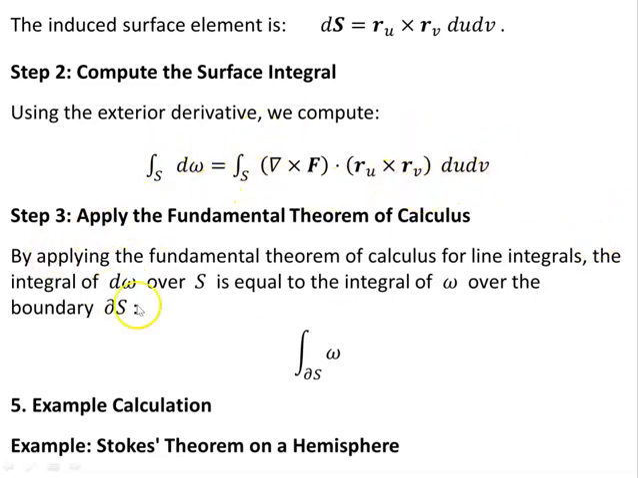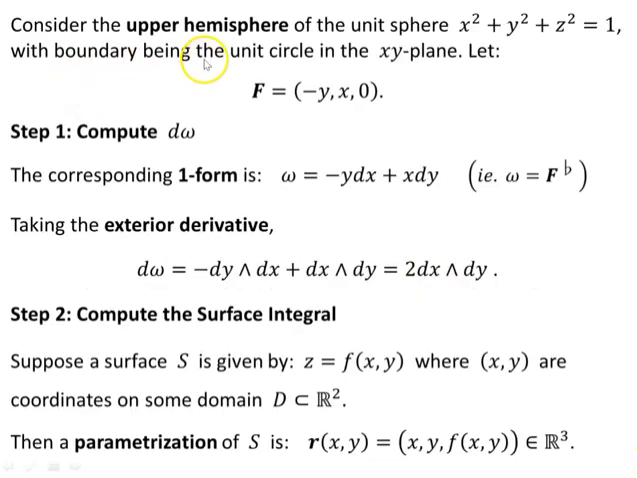Now we apply the fundamental theorem of calculus. By applying the fundamental theorem of calculus for line integrals, the integral of d omega over S is equal to the integral of omega over the boundary partial S. That's Stokes theorem. Example. So that's an example of Stokes theorem on the hemisphere. I'm just going to outline the vector calculus approach and show you how the differential forms one is simpler. All right, so consider the upper hemisphere of the unit sphere, this one.